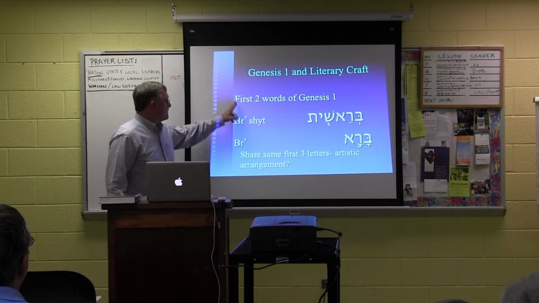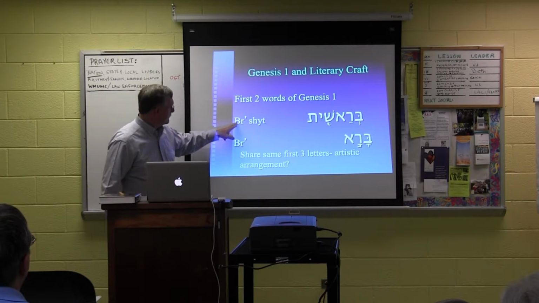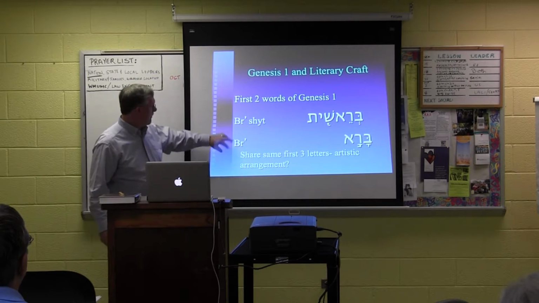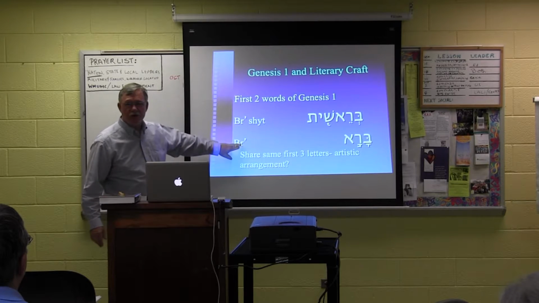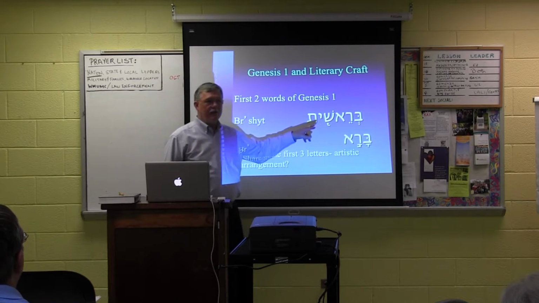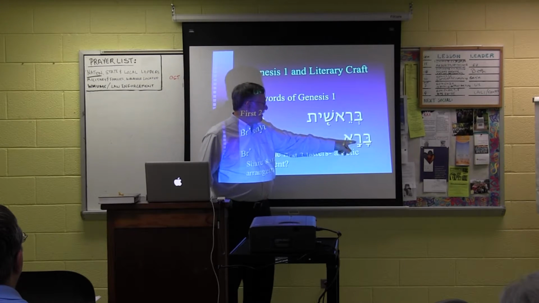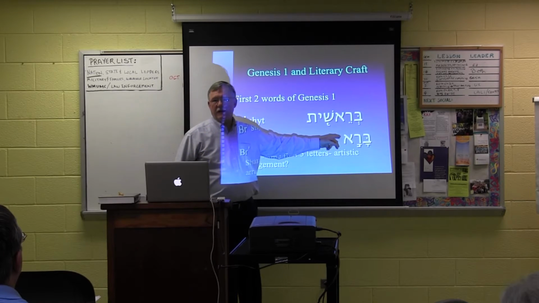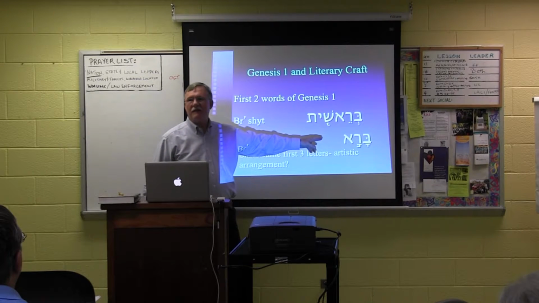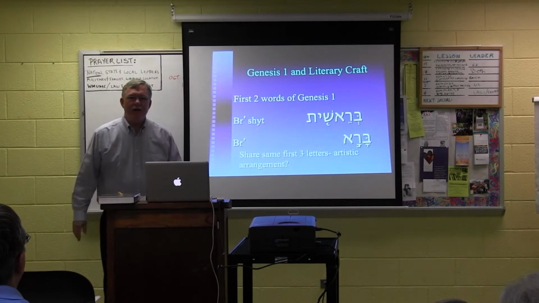But the first 2 words of Genesis, Bereshit bara. Here's the transliteration of it, Bereshit bara. And even here you can see the first 2 words. The first 3 letters are exactly the same. Forget the dots. The actual consonants are B and B, R and R, and then this aleph, like an A sound. They're exactly the same. They have nothing to do with each other in meaning.